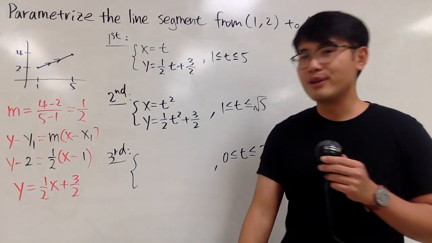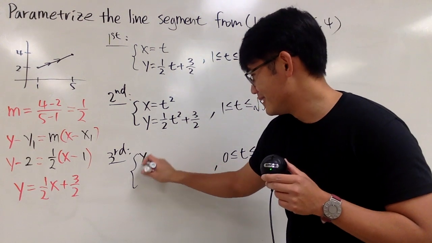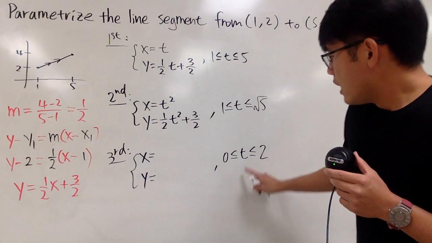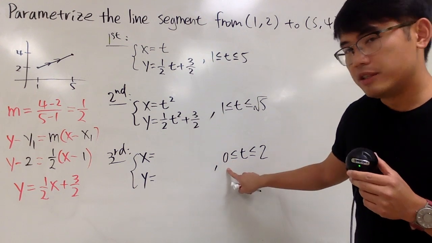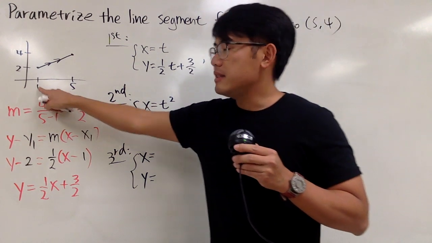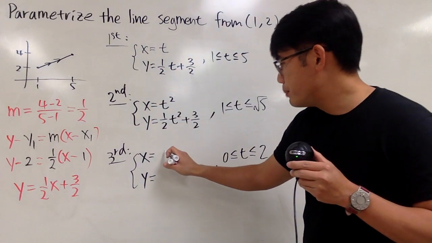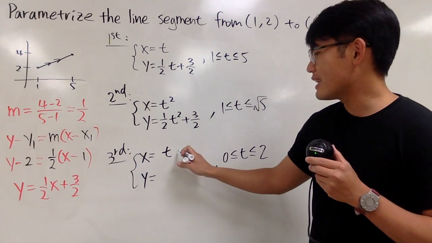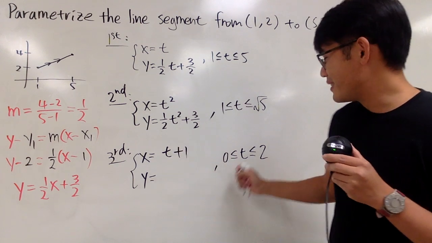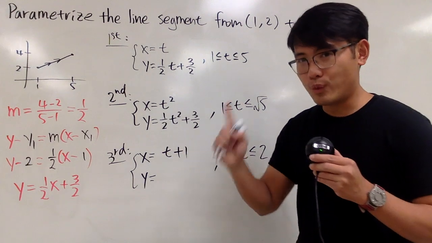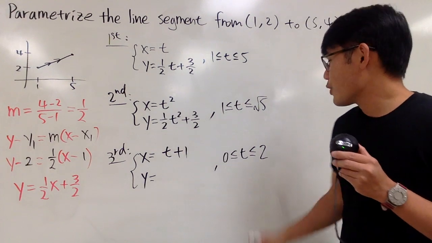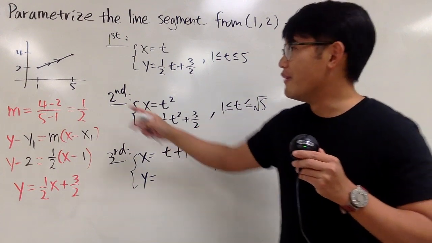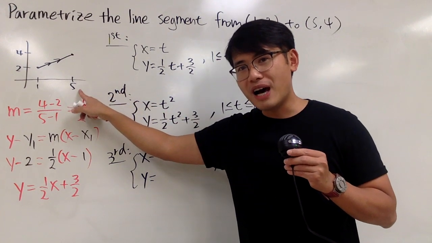How can we make that happen? First of all, put down x, and of course, put down y. Now, when t is 0, we have to make sure x is at 1. So if you just put down t, this is not good enough because this is 0. It's okay, we can just add a 1 to it. So when t is 0, x will be 1, right? But when t is 2, if you put 2 right here, 2 plus 1 is 3. Unfortunately, we don't get 5 for x.